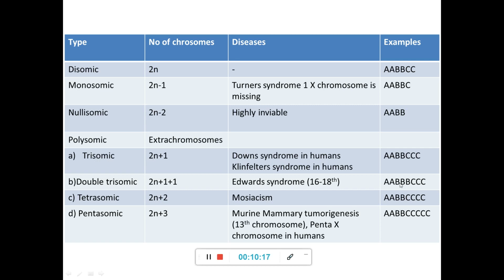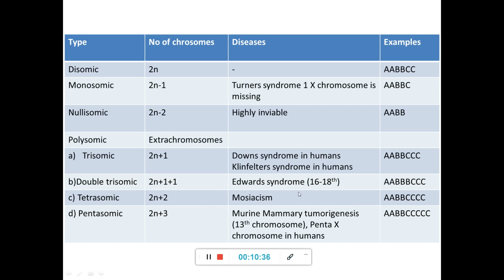And in this case, you can see that AA, BBB and CCC. So you have an extra B as well as an extra C. That's the reason why you write it as 2n plus 2, because two different chromosomes are being increased here.